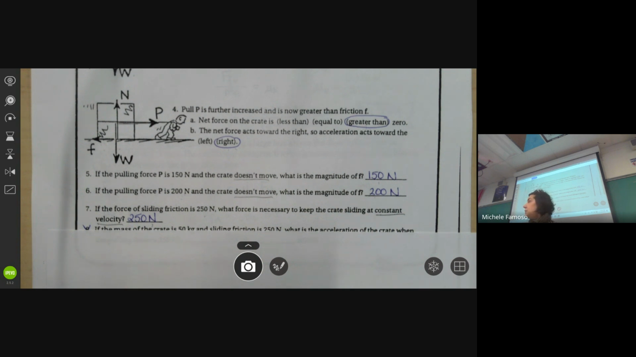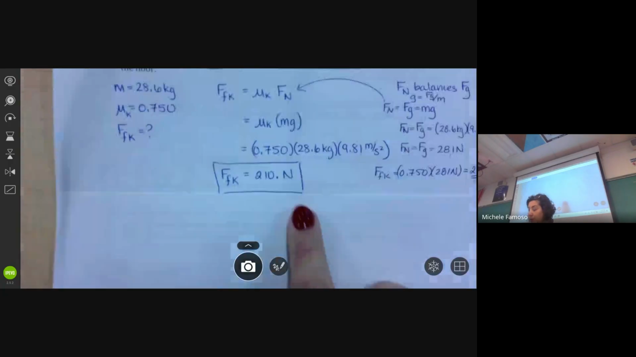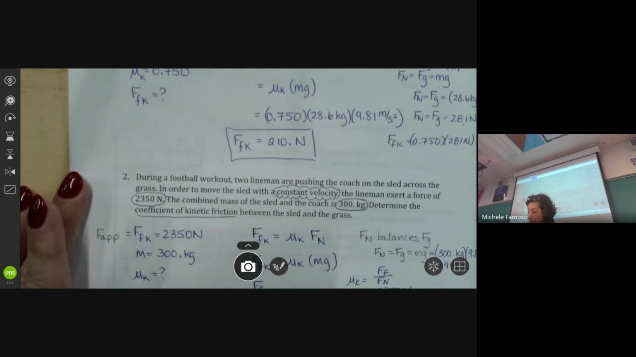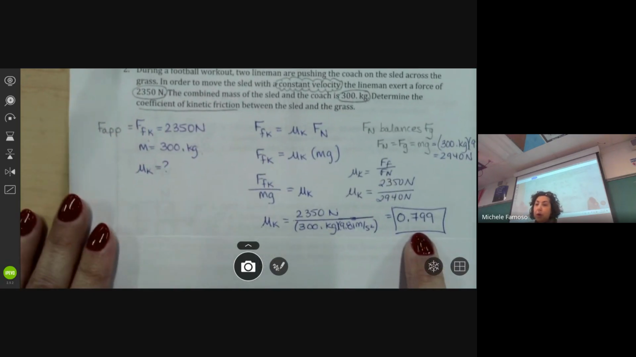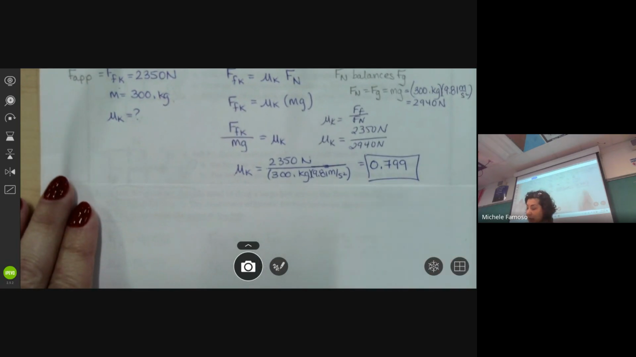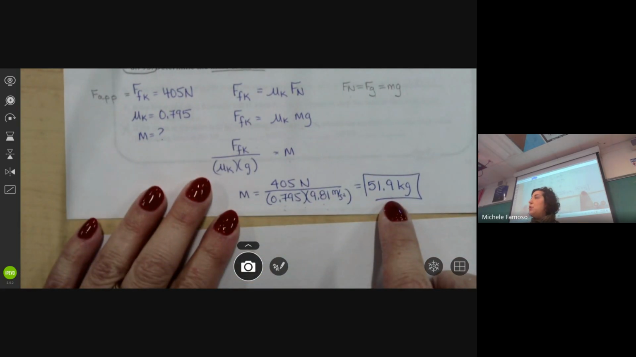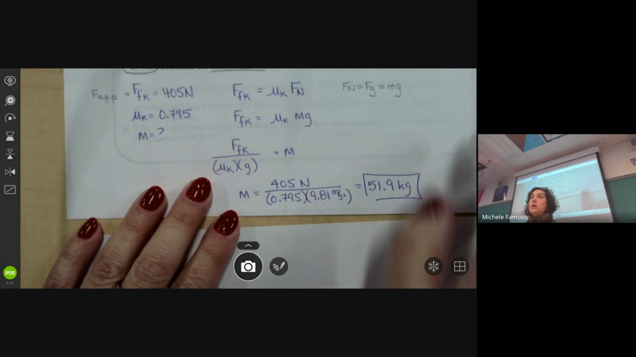Anything else? Okay, let's now look at the calculation page, page 23. Number 1, your final answer should be 210 newtons. Number 2, your final answer should be 0.799. And number 3, your final answer should be 51.9 kilograms. You want to go over any of those 3?